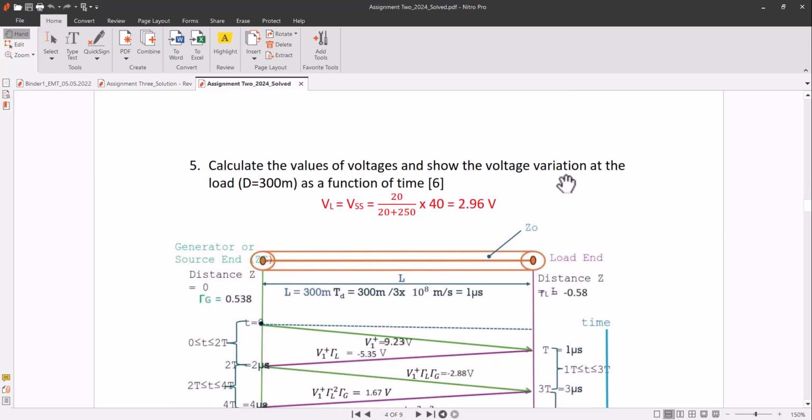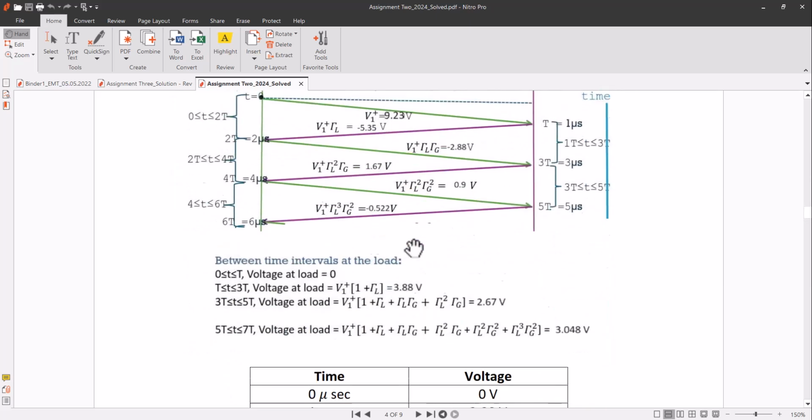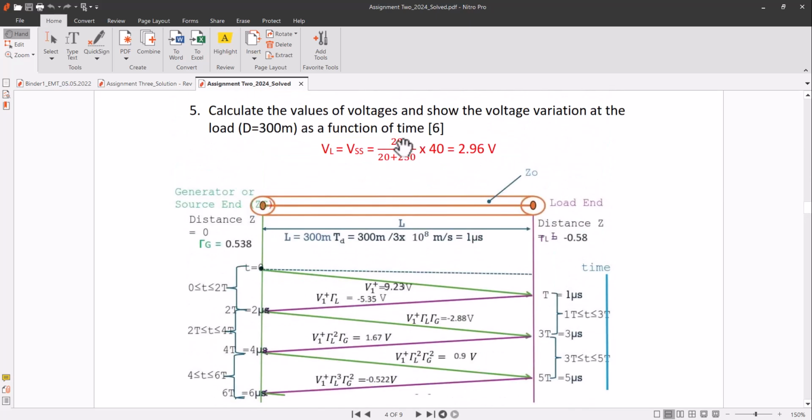Calculate the voltages and show the voltage variation at 300 meter as a function of time. Now VL is equal to VSS. This is your steady state voltage. After the steady state, what will the system become? At steady state it will be just 20 over 20 plus 250 into 40, that is 2.96 volt.